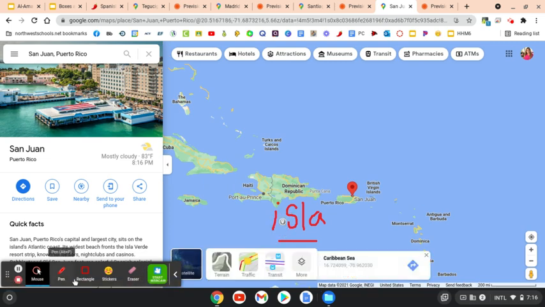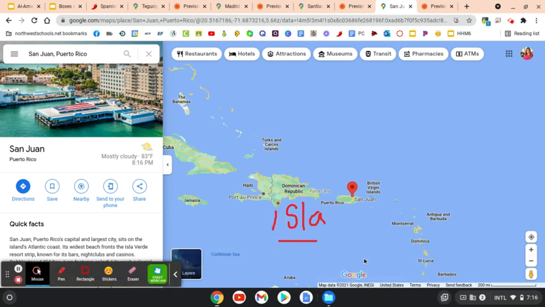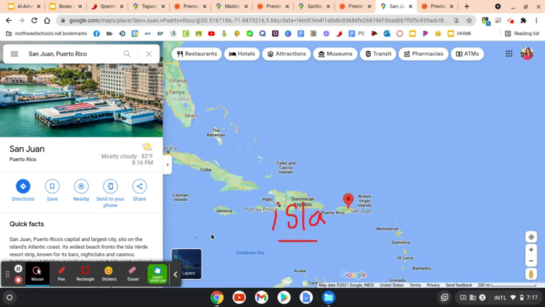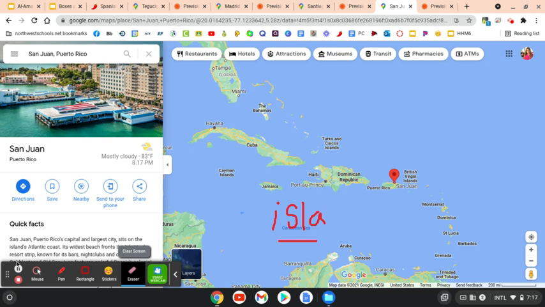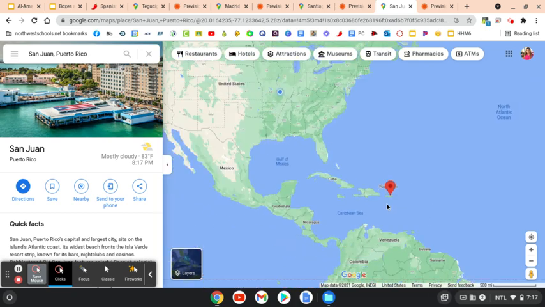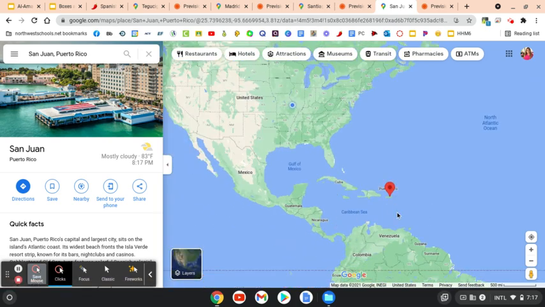Oh, I don't know how to erase that. Oh, well. Okay, you're just going to have to ignore that, I guess, because I don't know how to erase it. Oh, well, there's an eraser right here. All right, I got it. Okay. Puerto Rico es una isla en el Caribe.